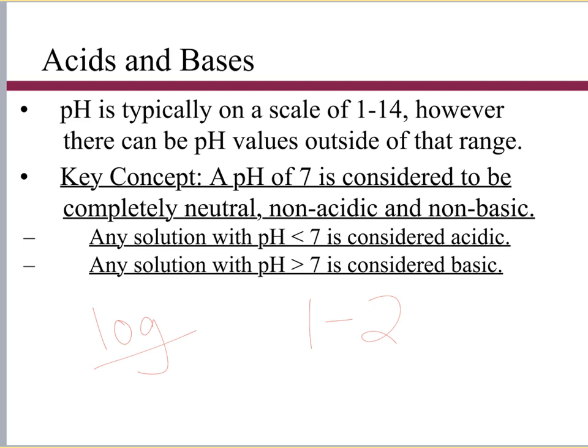So with the pH scale, we know that any solution that has a pH less than 7 is going to be considered acidic, and any solution with a pH greater than 7 is going to be considered a base.